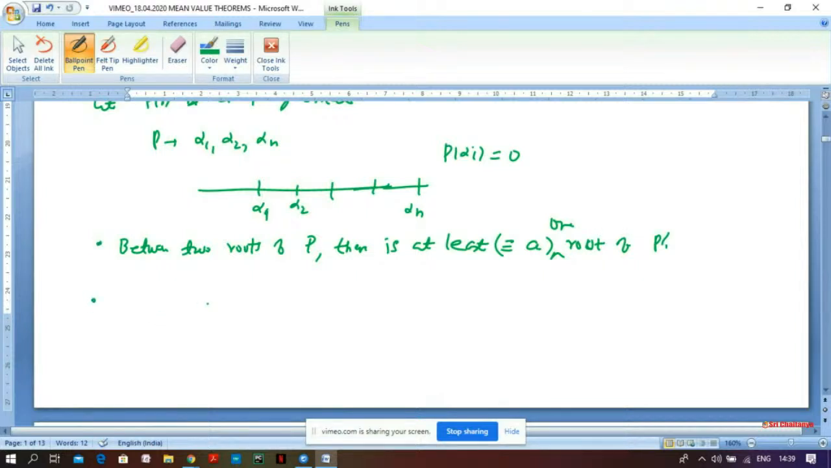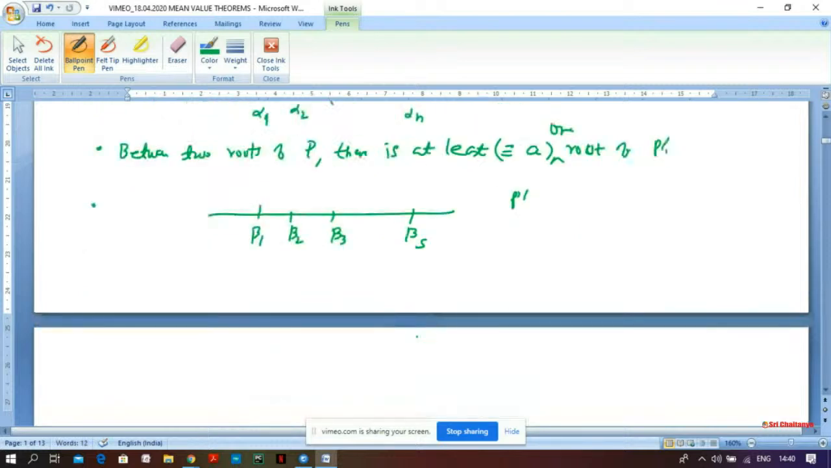What if you look at p prime? Suppose p prime has roots beta 1, beta 2, beta 3, till beta s, some number; of course it must be n minus 1, so I will not write that number. P prime has some roots, beta s. So now we already know that between two roots of p, there is at least one root of p prime.